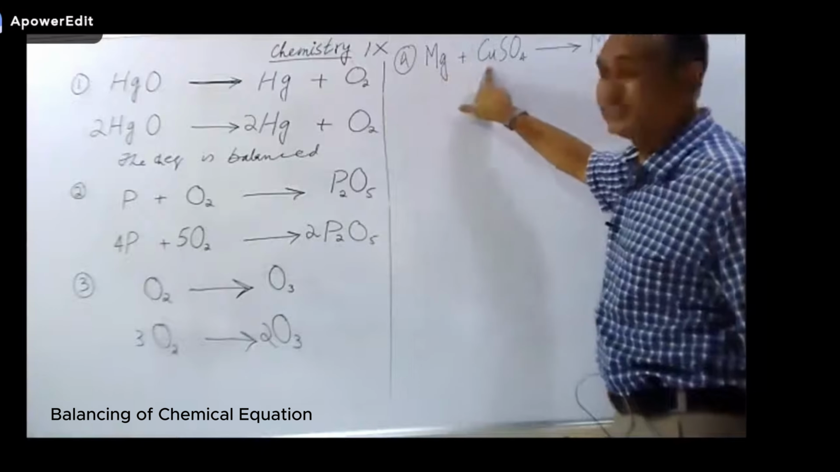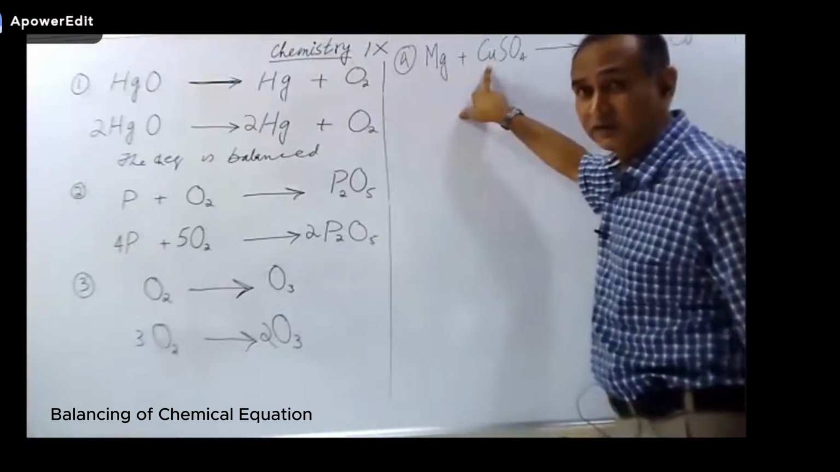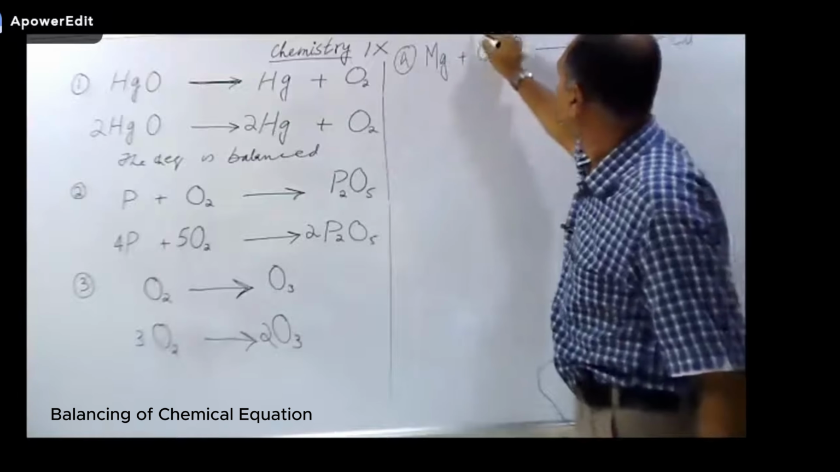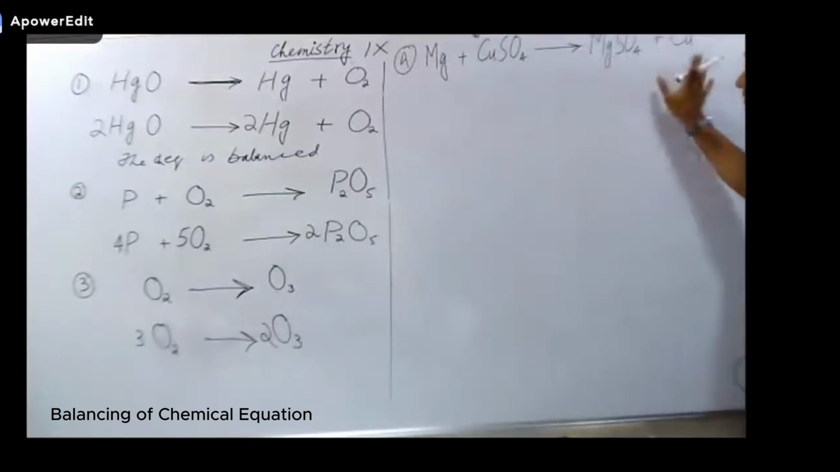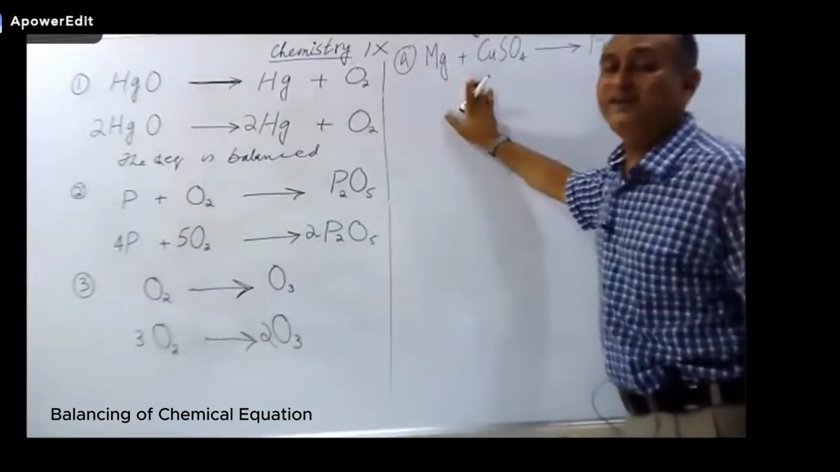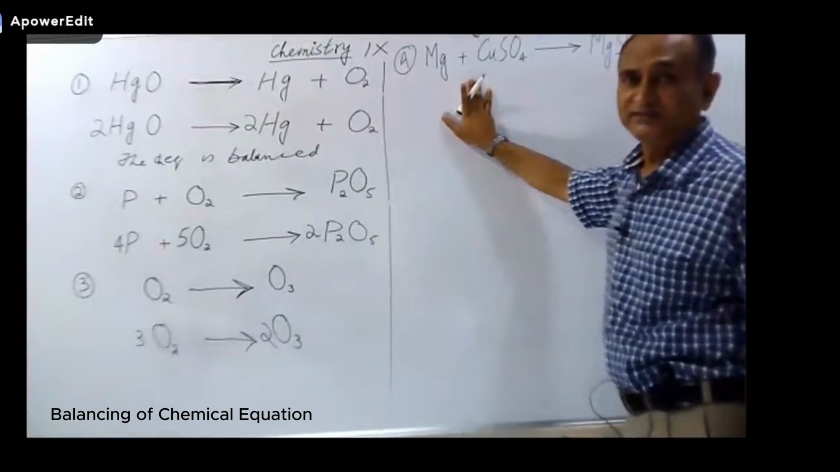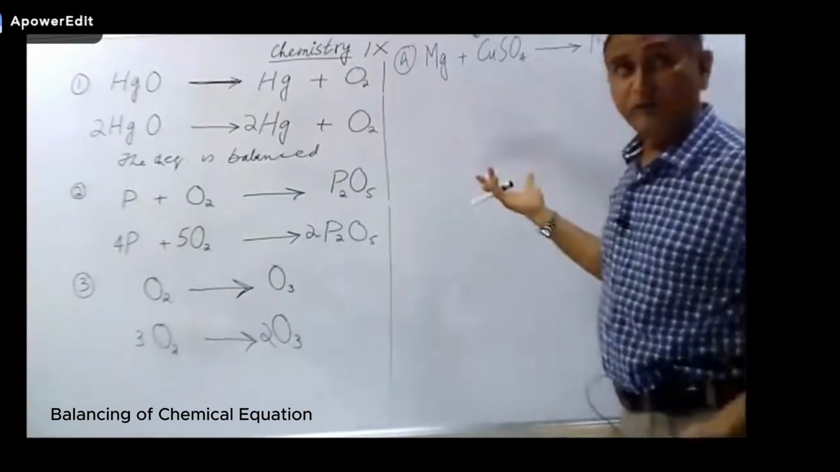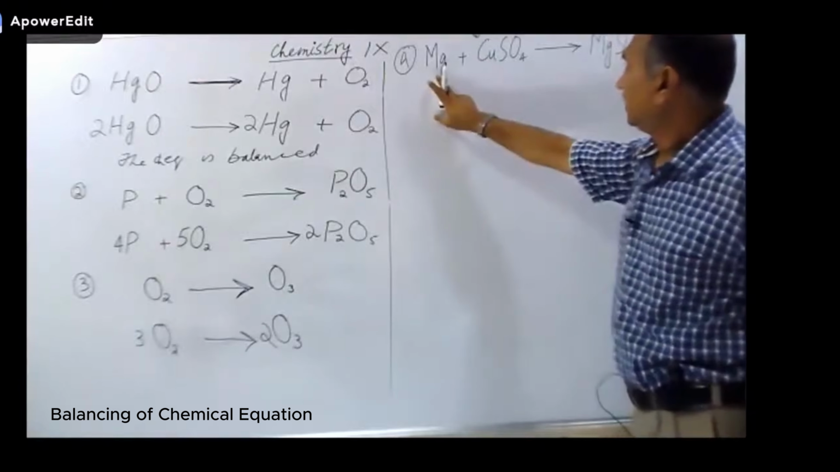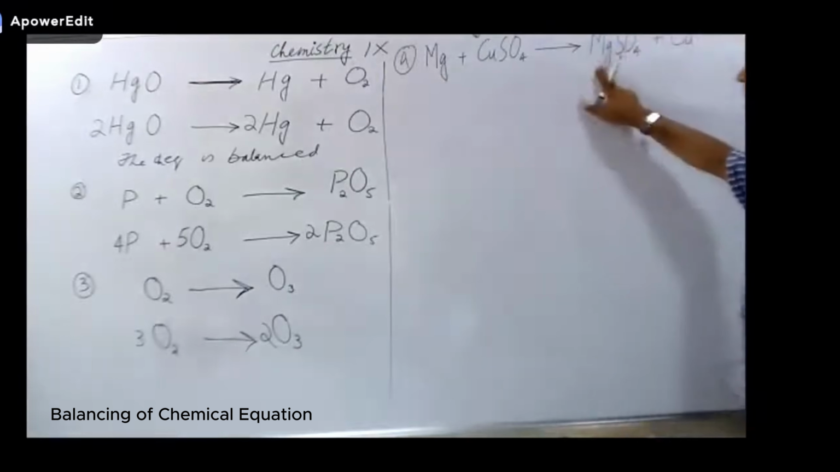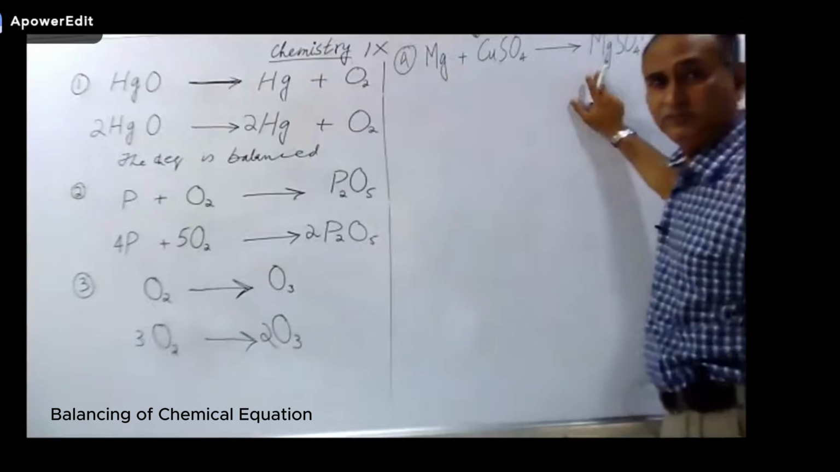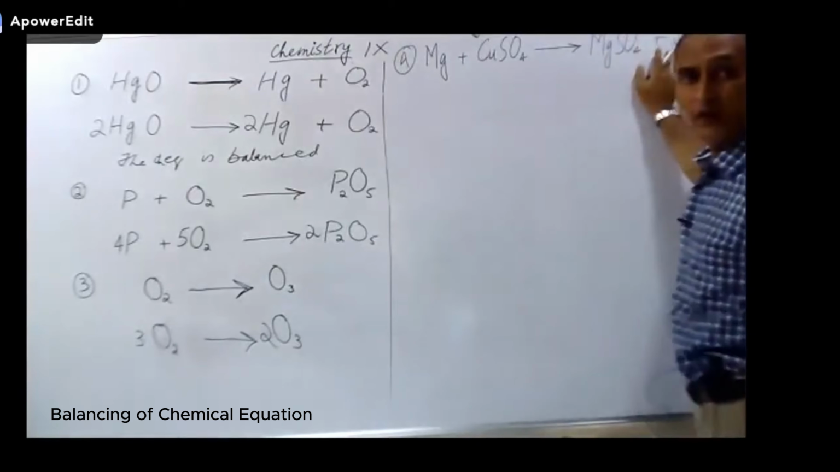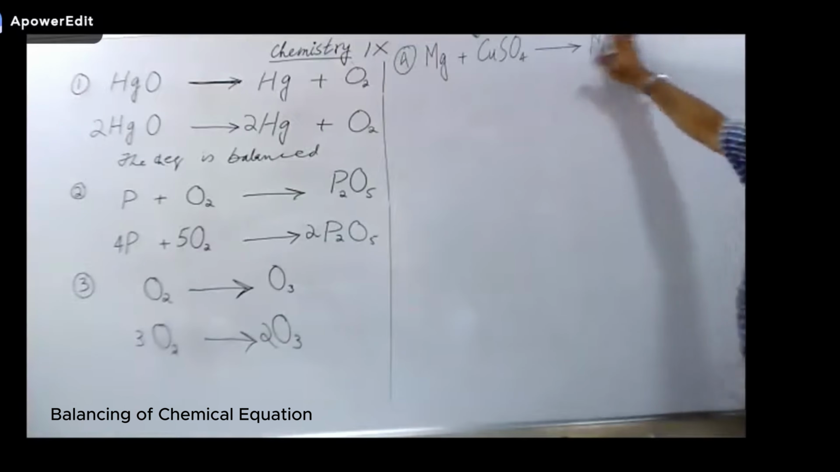Magnesium is displacing, taking off, replacing copper. So this is a single displacement reaction. Okay? Second, we have to balance it. One magnesium, one copper, one copper. Okay?